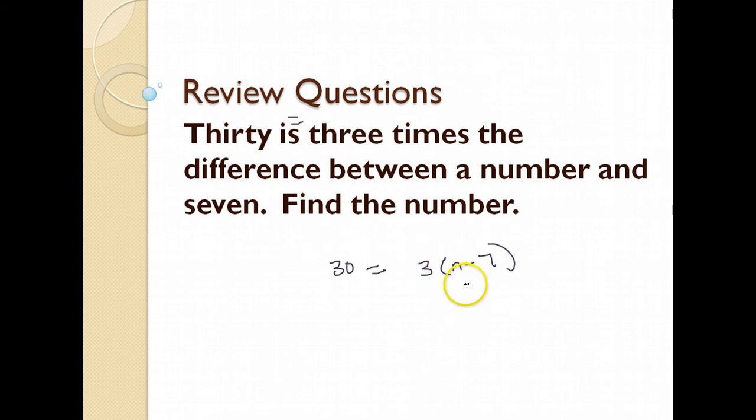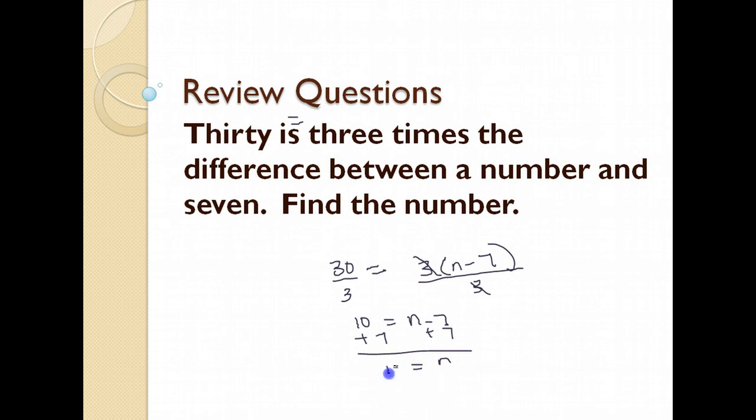There's different ways of solving this. Some of you would distribute. I'm going to just divide out the 3. So do this whatever way works for you. You can distribute the 3 into the n and the negative 7 and then solve. I'm just going to do this different than a lot of you would do it, okay? Because I can. N minus 7 equals 10. Add 7, add 7. N equals 17.